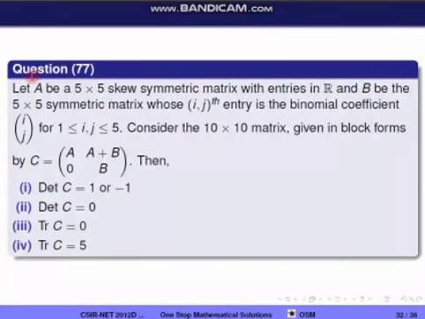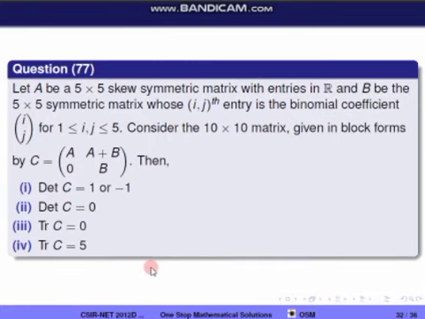Next question, question 77. Let A be a 5 cross 5 skew symmetric matrix with entries in R. B is the 5 cross 5 symmetric matrix whose ijth entry is the binomial coefficient (i choose j) for 1 less than or equal to i, j less than or equal to 5. Consider the 10 cross 10 matrix given in block form by C equal to [A plus B, 0; B, ...], then. So we are given a skew symmetric matrix and a symmetric matrix which satisfy some conditions. We have to find which of the following conditions is satisfied by C.